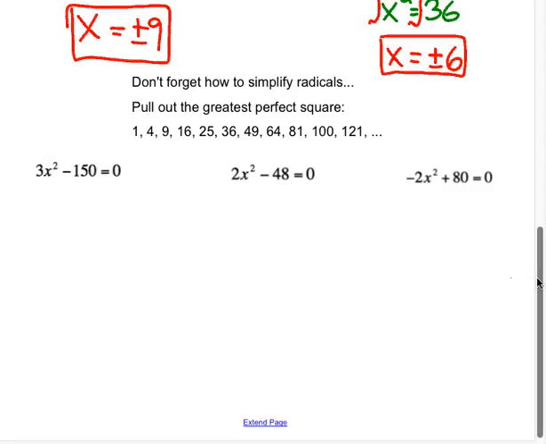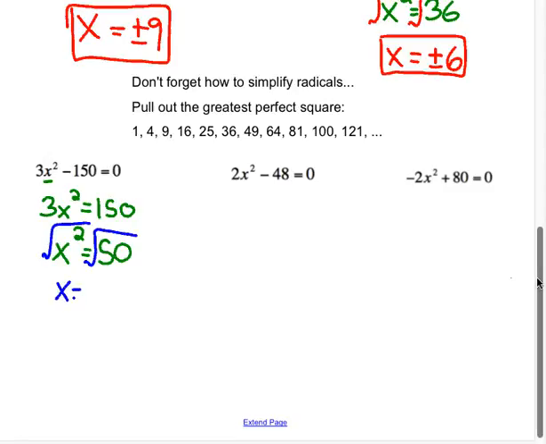So again, first step, I need to get that x squared completely by itself. So I'm going to add the 150 over. Then I'm going to divide by 3. And then just like my directions said before, square root both sides. So x equals plus or minus the square root of 50.